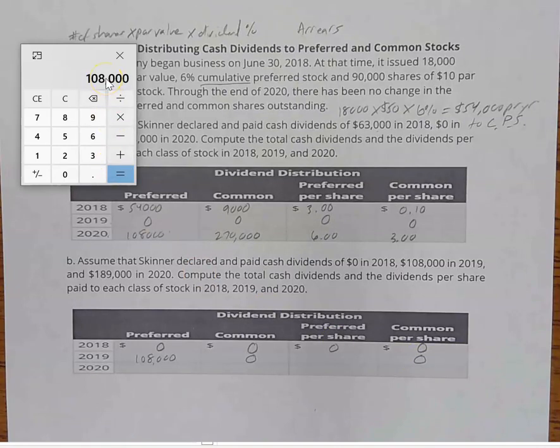Our 108,000, we actually calculated this right up here, so it's going to be the same answer, but since I've got it on the calculator, I'll just go ahead and do it. Divided by 18,000 cumulative preferred shares, $6.